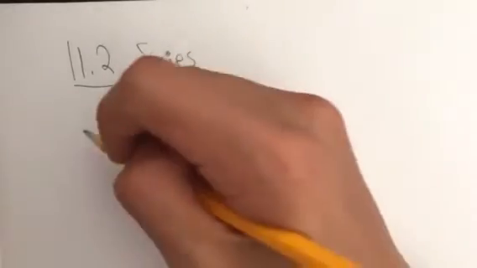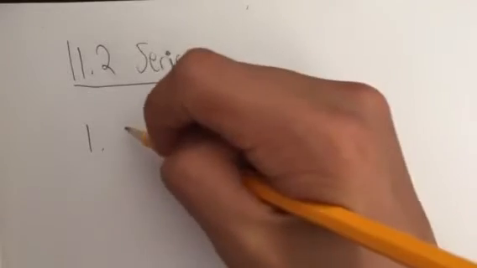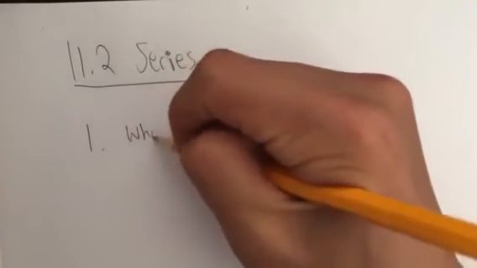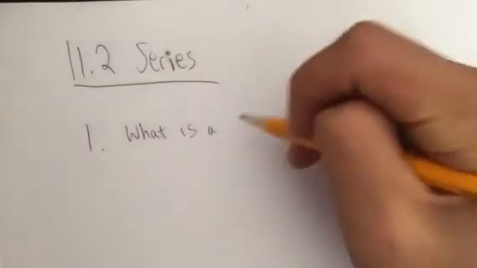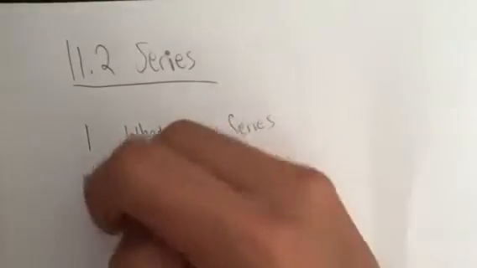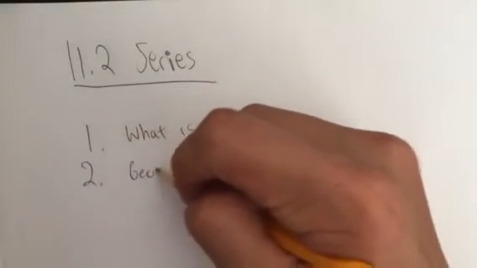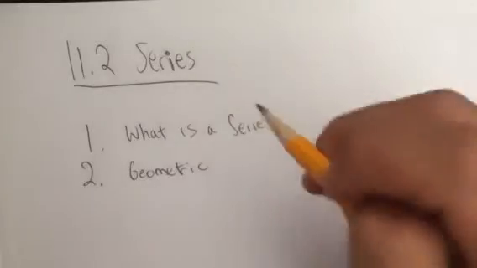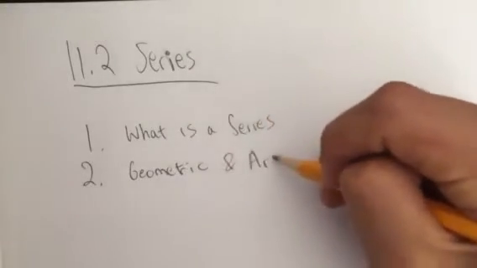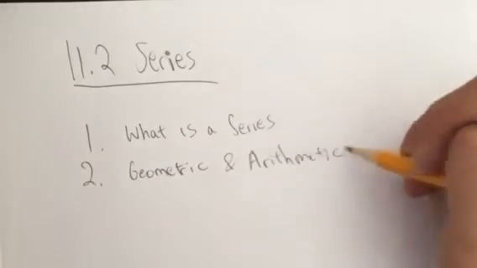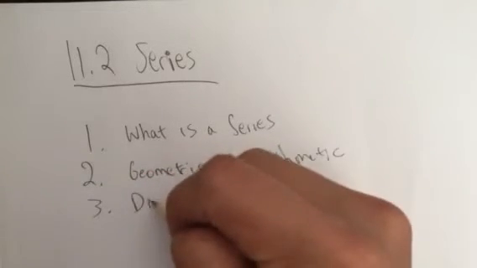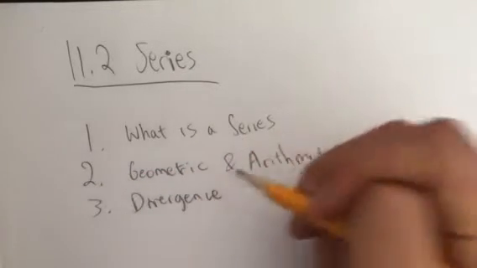So the primary objectives for this lesson are going to be: one, determine what exactly is a series; number two, define geometric and arithmetic series, which are the most common types; and number three, finally, to discuss divergence and convergence of series.